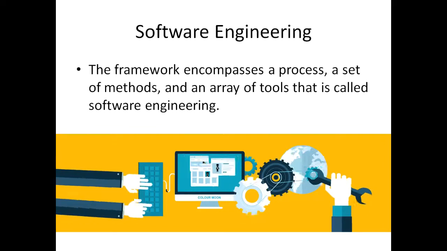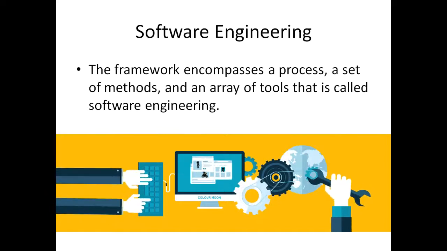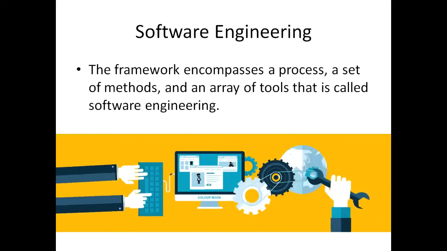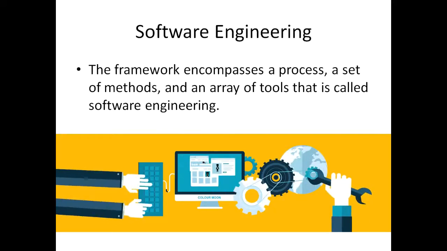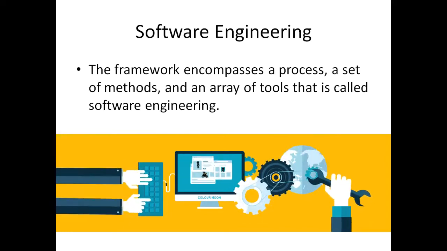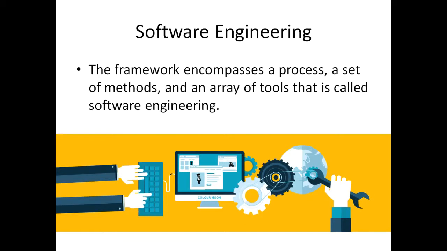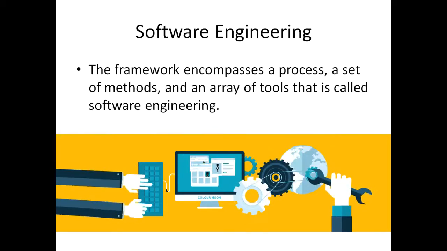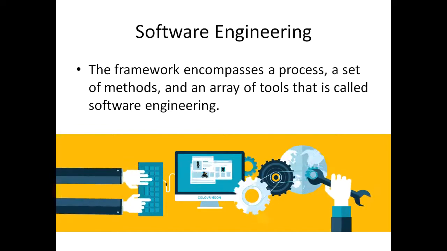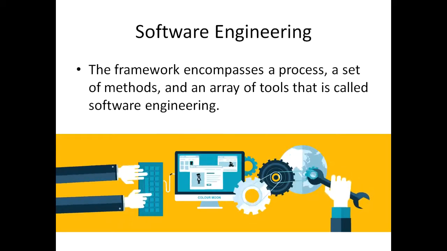Now let us recall again what software engineering is. We have seen what software is and how important software is. Though software is important, the development of software has also become important. The development of software is called software engineering. Therefore, the professionals or software engineers develop software by means of some tools and methods. That is called software engineering. We are creating software, and for that purpose, we are using some methods and some tools. Therefore, software engineering is a framework which encompasses a process, a set of methods, and an array of tools.